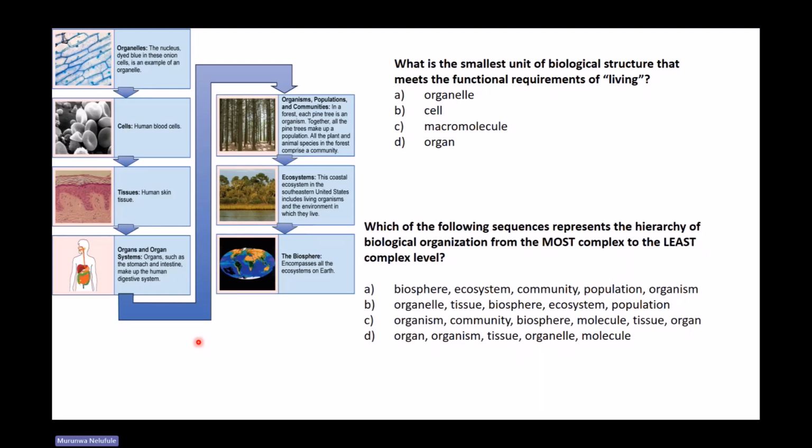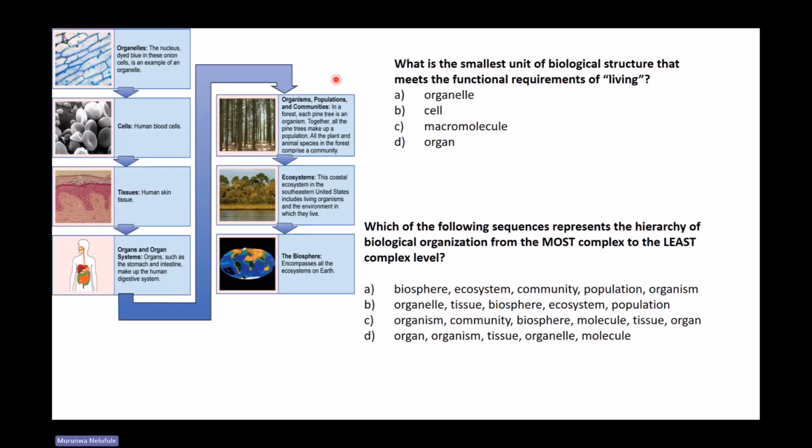So this diagram, so far we have, I think, 4. This will be the 5th question that we are getting from this. So this one is, what is the smallest unit of biological structure that meets the functional requirements of living? Is it A, organelle, B, cell, C, macromolecule, or D, organ?